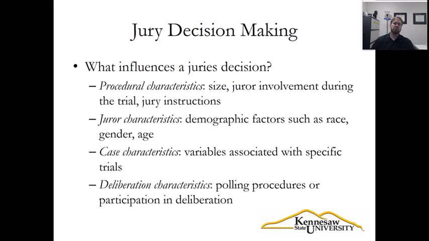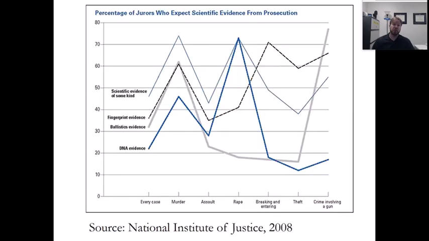So there's been a little bit of research on jury decision making and what influences juries' decisions. There are procedural characteristics, juror characteristics, and case characteristics. Then the deliberation characteristics can also matter too.